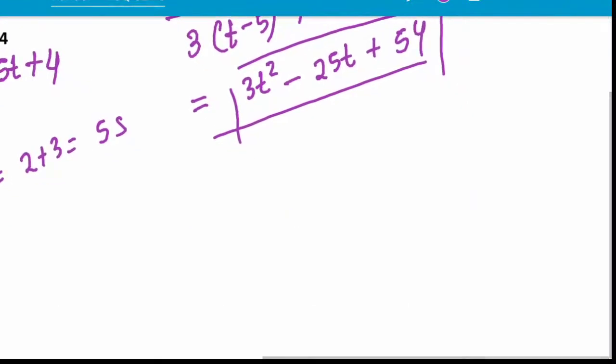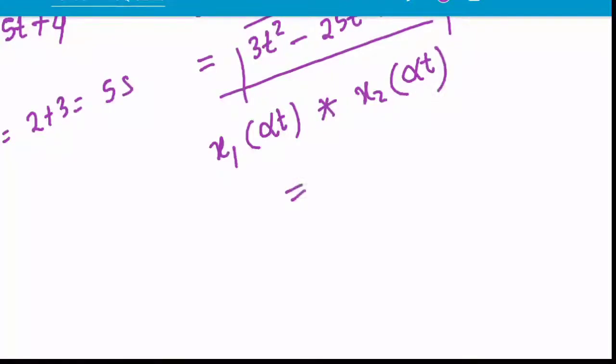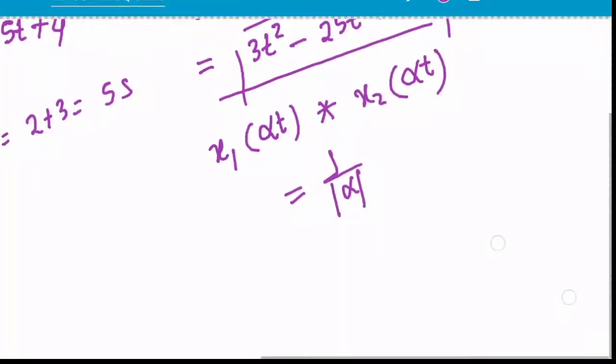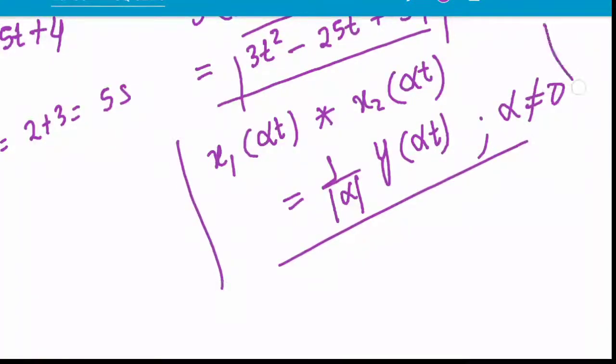If the scaling property is given in the case of convolution, what will happen? Suppose x1 is scaled by alpha and x2 is also scaled by alpha, the same factor, then the convolution y(t) of x1 and x2 will be 1 by mod alpha into y of alpha t, and alpha should not be equal to 0. This is the first scaling property.